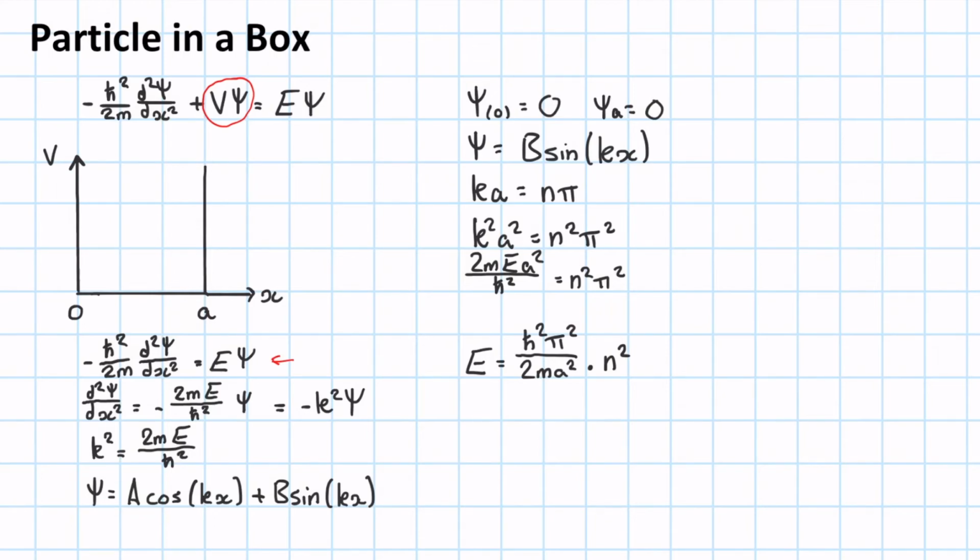And then we had two equations with k, which we substituted into each other to get an expression for the energy of the system. And we found that the energy of our system is quantized.